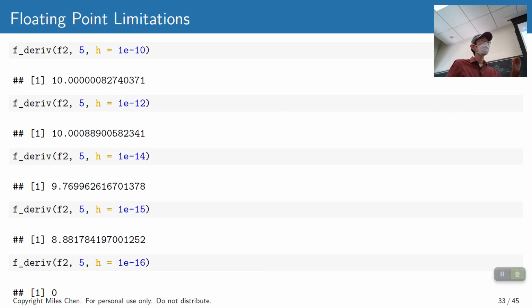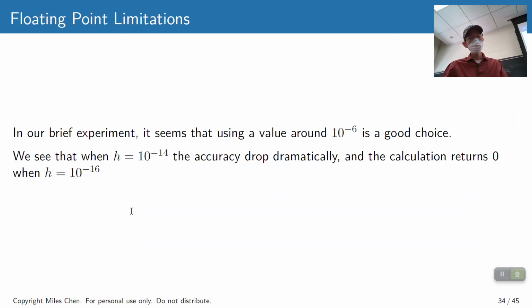So when you ask for the value of the function at 5 plus 10 to the negative 16 and the value of the function at 5 minus 10 to the negative 16, it might say, oh, you're plugging in the same value into the function, and there's no difference. So we get a difference of 0, a derivative of 0. And when we're adding 10 to the negative 15, it's not actually able to represent 5 plus 10 to the negative 15. Its approximation is a bit off, so when it does its calculations, it's getting something quite a bit off. We have to keep in mind that the computer has floating point limitations.